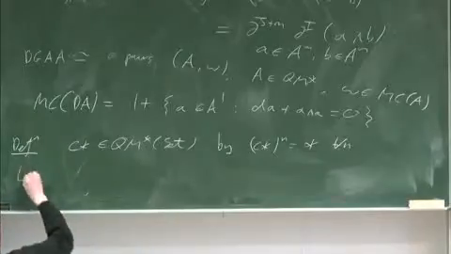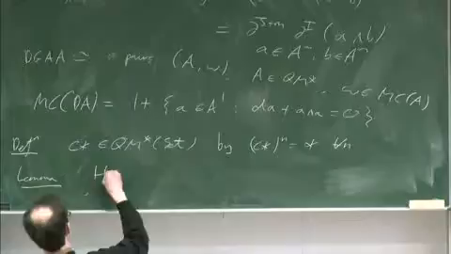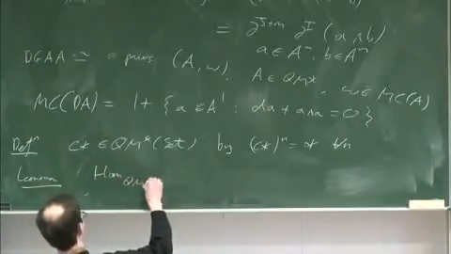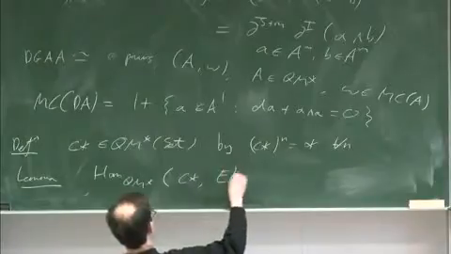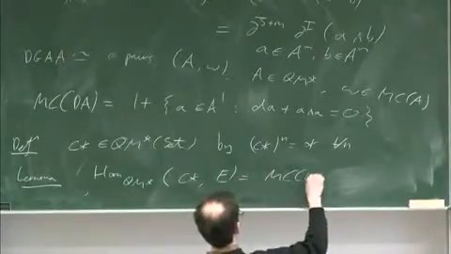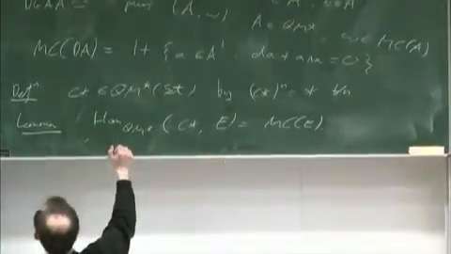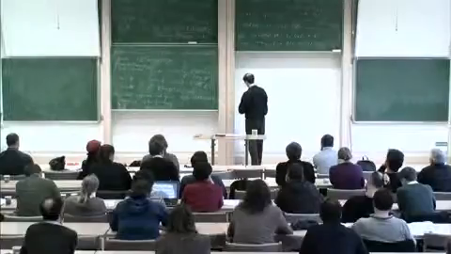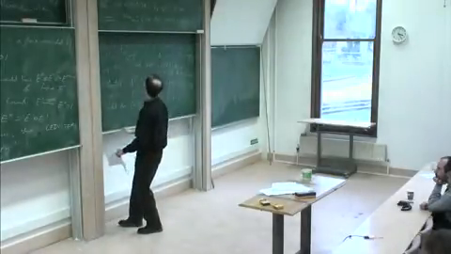And lemma or exercise if you like. A map of quasi-comonoids from C star to E is just the Maurer-Cartan set. Right, so now we can start looking at homotopy coherent diagrams.